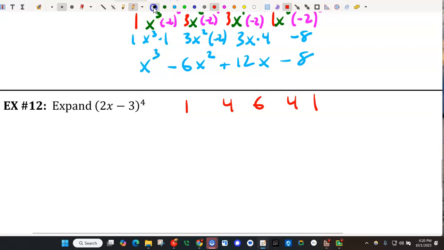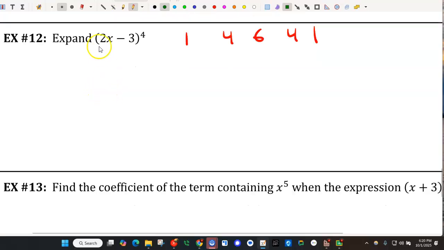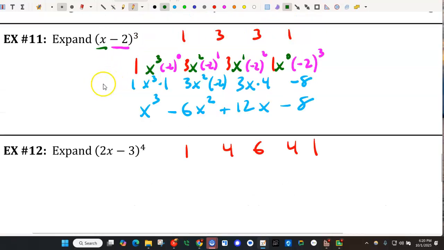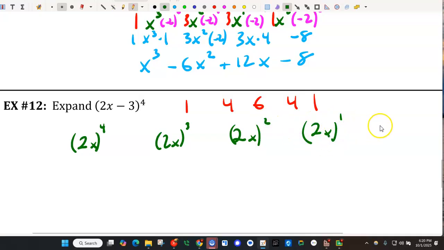And then from here, it's just about giving yourself enough space and trying not to clutter it too much. Right? So I'm going to start with 2x, and I always like to do parentheses, be careful. 4th power. Leave a little space. 2x to the 3rd power. I'm going to keep going until I get to the 0. 2x to the 2nd power, and 2x to the 1st power, and then 2x to the 0. Okay, so I did that all the way through.